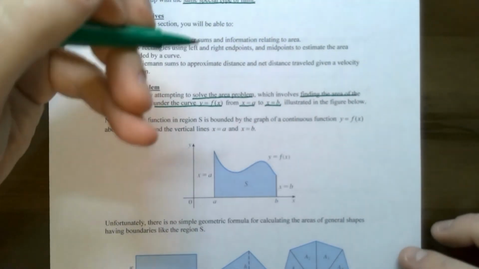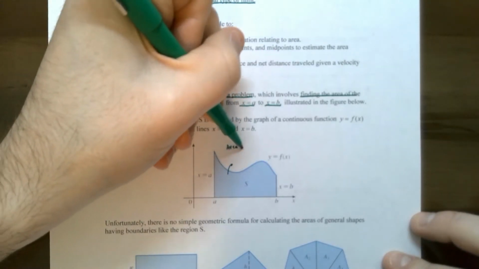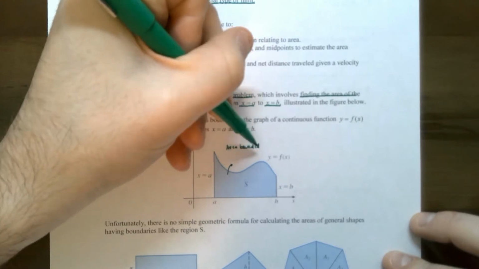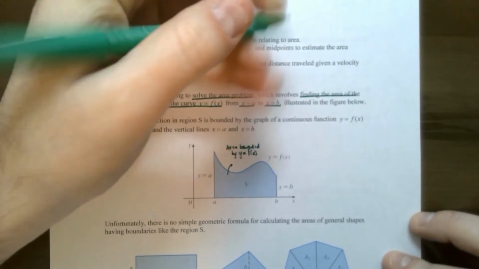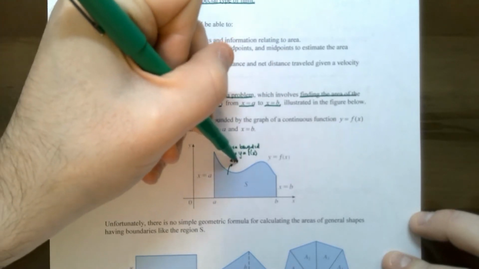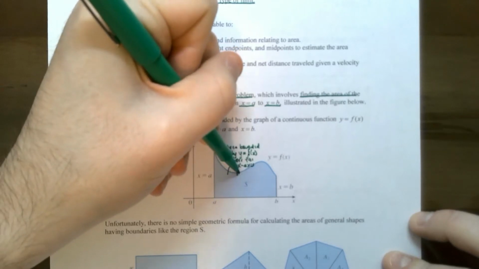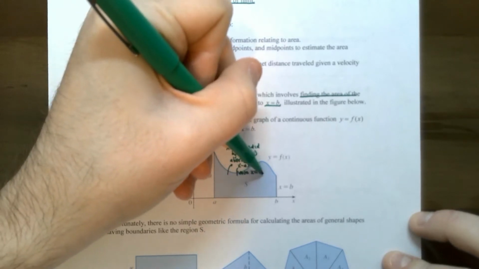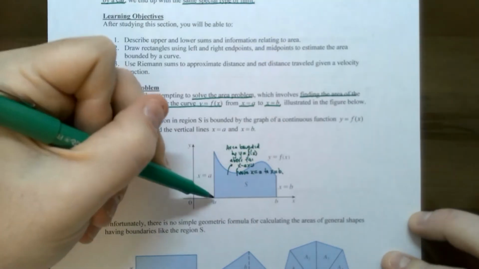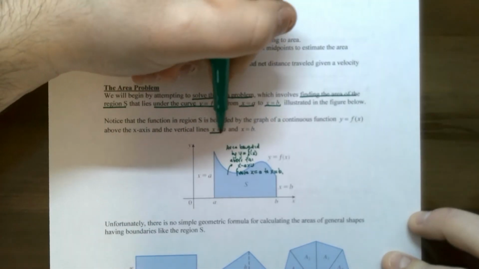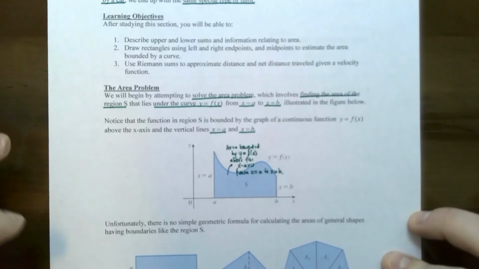Notice that the region S is bounded by y equals f of x above the x-axis from x equals a to x equals b. So you start the area at x equals a, that vertical line. You end the area at x equals b in terms of this figure.